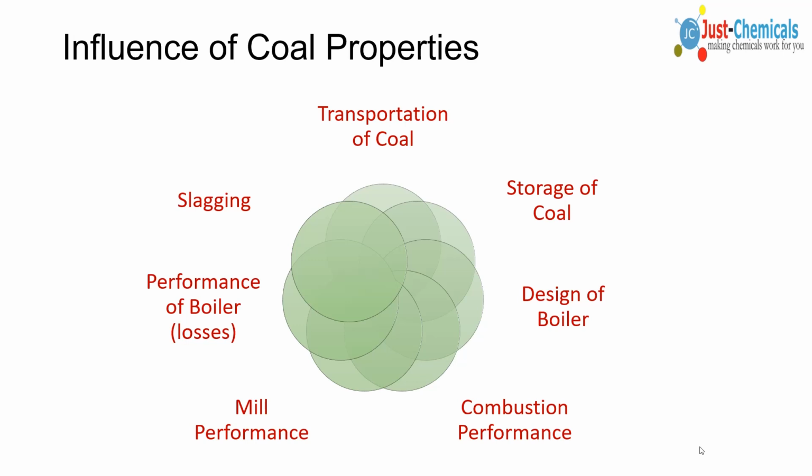And then mill performance is dependent on the hard groove index of the coal. If the hard groove index of the coal is low, that means the coal is harder, then you may have to face a lot of challenges during its milling. That also we will learn, and we will also learn about the performance of the boiler losses, how much losses could occur due to an increase or deviation by 1% in the moisture or the ash content and all. And then we will learn the slagging and fouling index.